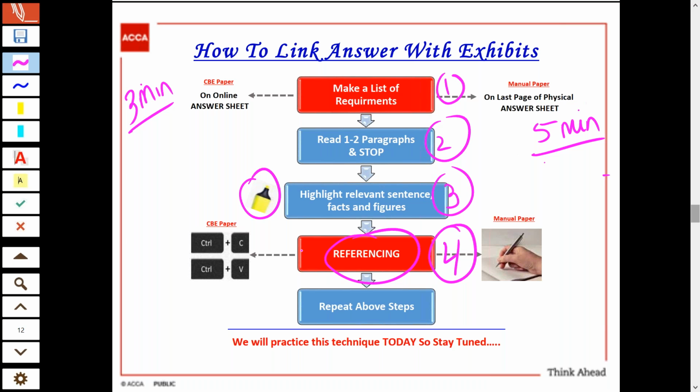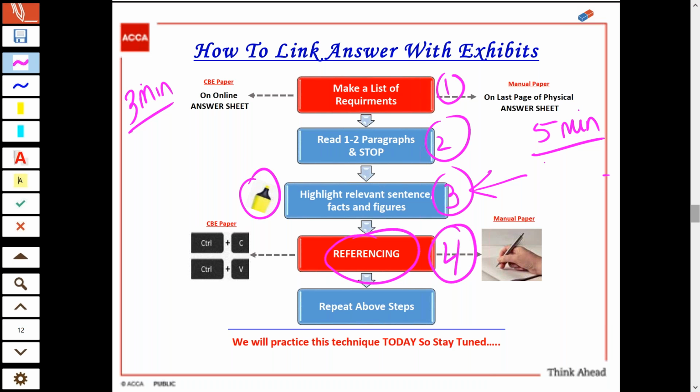Referencing, those of you who have worked in an audit firm would know, referencing simply means that you write the question number in front of that paragraph. So obviously, if you go back to step number 3 and you have highlighted something, obviously you feel that that highlighted information is important. So now if it's important, the next thing you need to decide is where will you use that sentence, in which question. So then for that, you will go back to your list of requirements. You will take a quick look, and then you will write the requirement number or the question number in front of that paragraph.